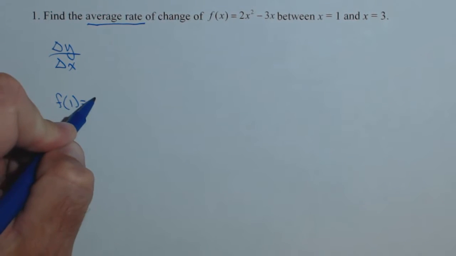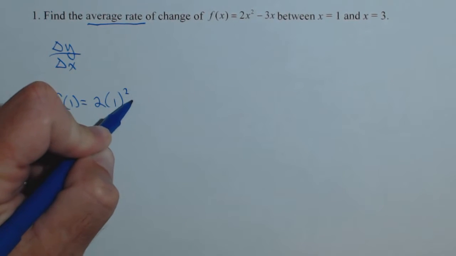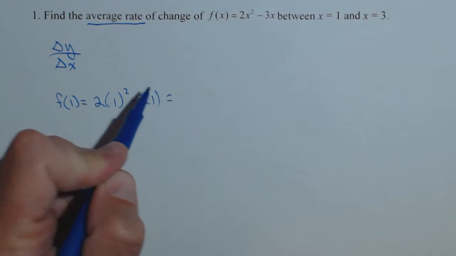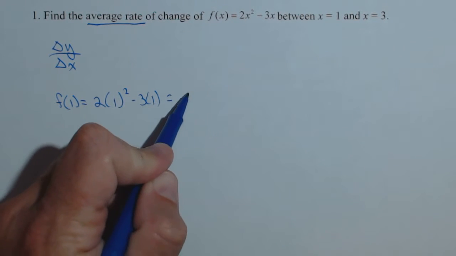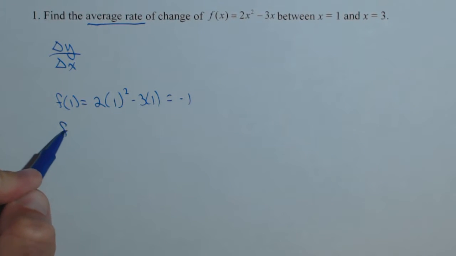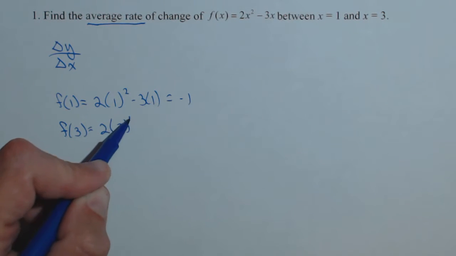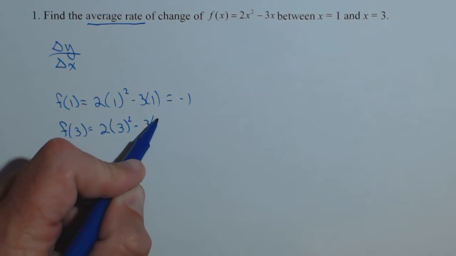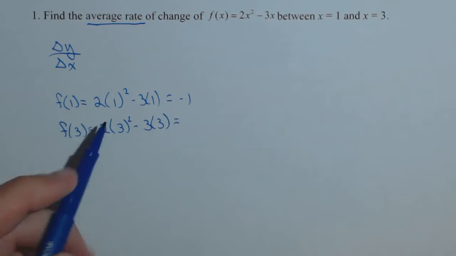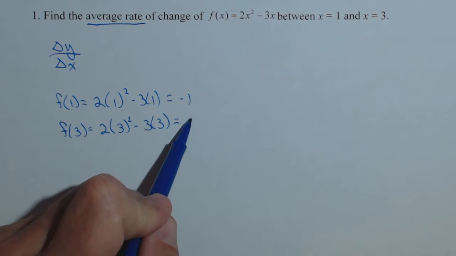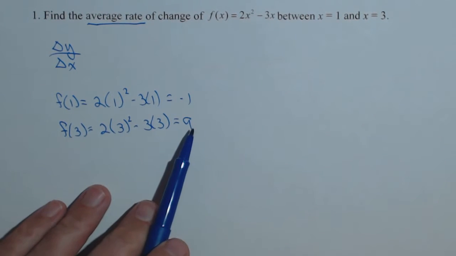So f of 1 is 2 times 1 squared minus 3 times 1. Of course, you could do this in a calculator, but for right now we'll do it by hand, which is 2 minus 3, or negative 1. And f of 3 is 2 times 3 squared minus 3 times 3. And so 3 squared is 9, times 2 is 18, minus 9 is 9. So there's our two y values.